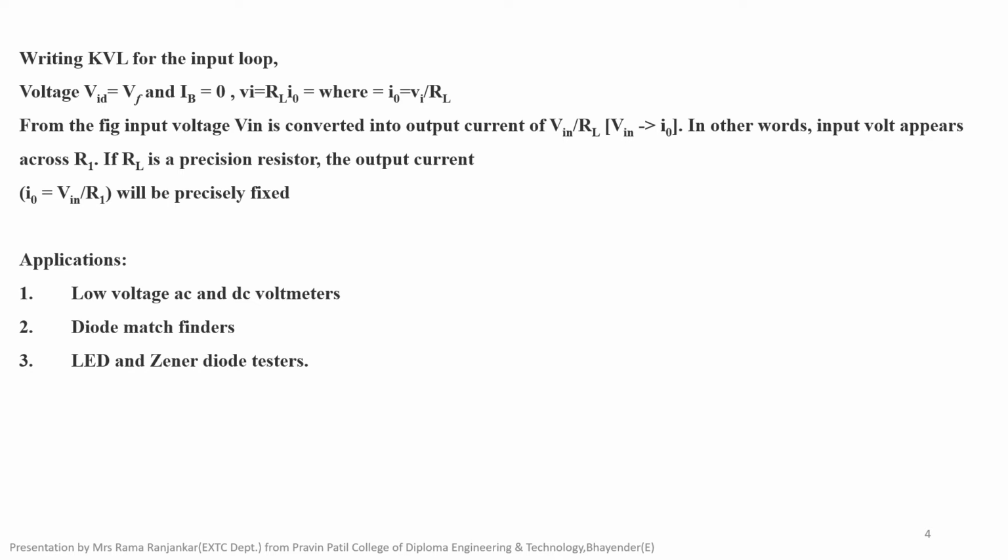So from the figure, the input voltage Vin is converted into output current. In other words, the input voltage appears across R1 if RL is a precision resistor. The output current IO is equal to Vin upon R1 and will be precisely fixed. The applications of the V2I converter are low voltage AC and DC voltmeters, diode match finders, and LED and signal diode testers.